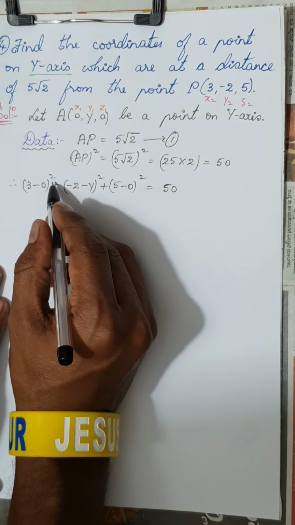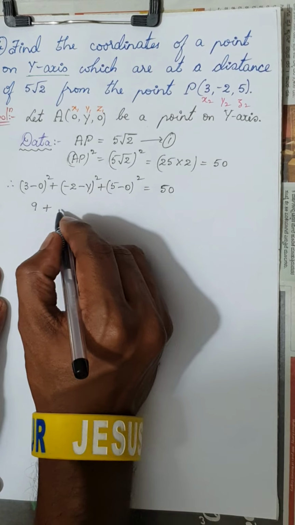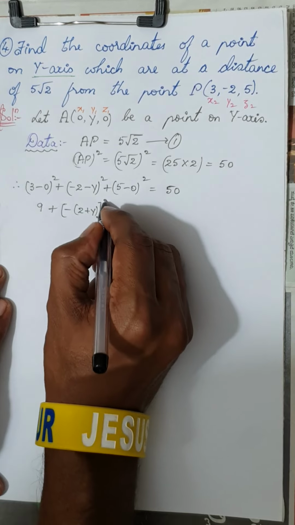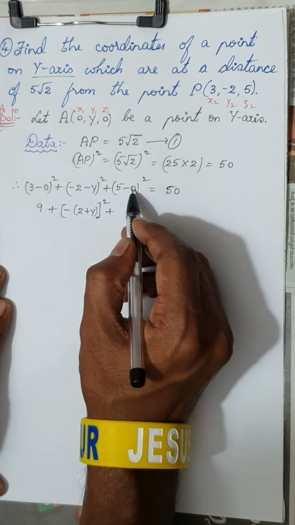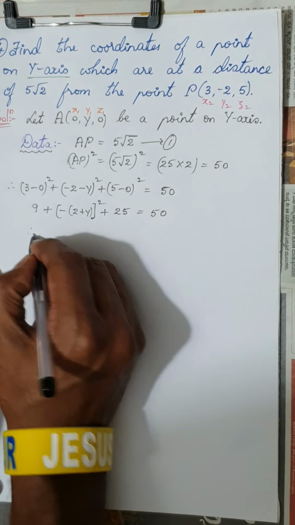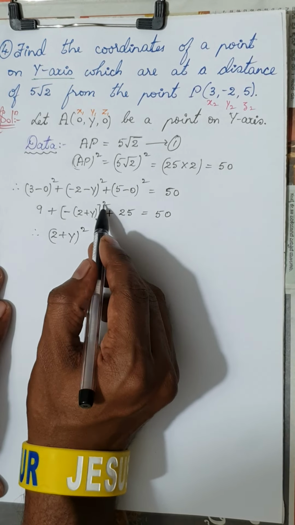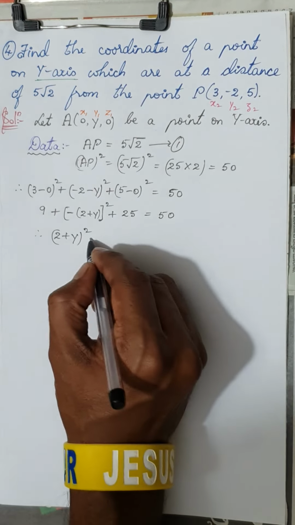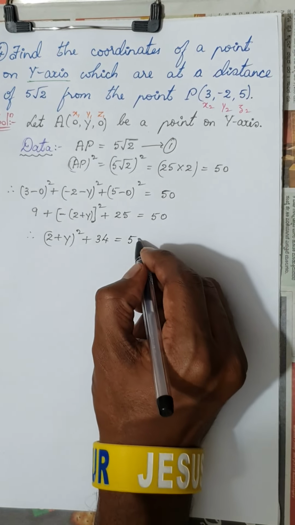Okay, right. Now 3 minus 0 is 3. 3 square, we know, is 9. Plus, on both sides you can take minus common and write 2 plus y whole square. Do you understand? If you take minus out of both and square, the minus disappears. Plus 5 minus 0 is 5, square is 25, this is nothing but 50. So therefore what we get is 2 plus y whole square, because the square of a negative is positive. Plus 25 plus 9 makes 34. So this is nothing but 50.